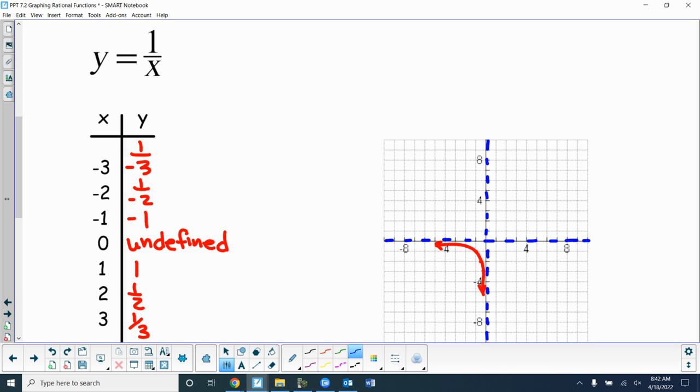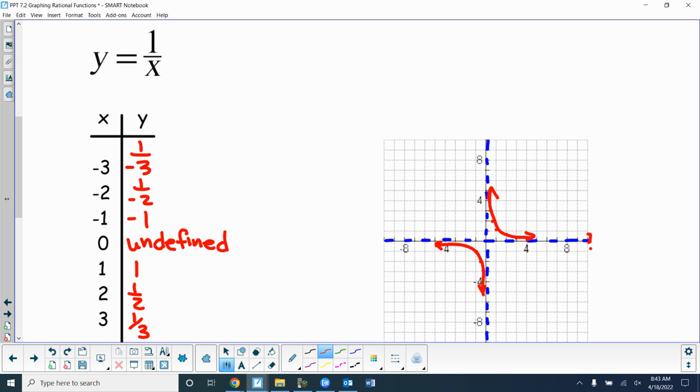If I look at the positive ones, 1, 1 is here. 2, 1/2 is there. 3, 1/3 is there. Positive 1/2 would be positive 2 because multiplying by its reciprocal. Positive 1/3 would be positive 3. So this one looks like this.